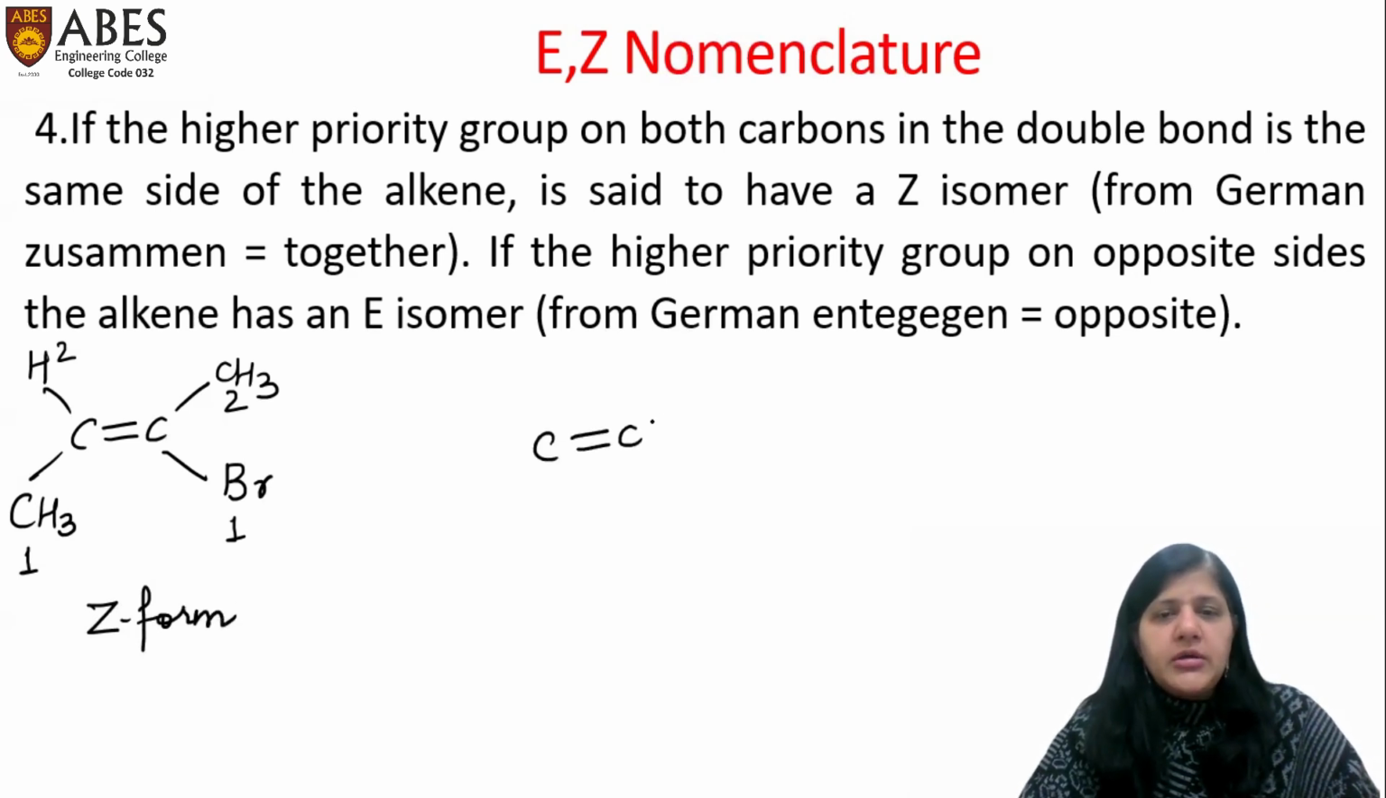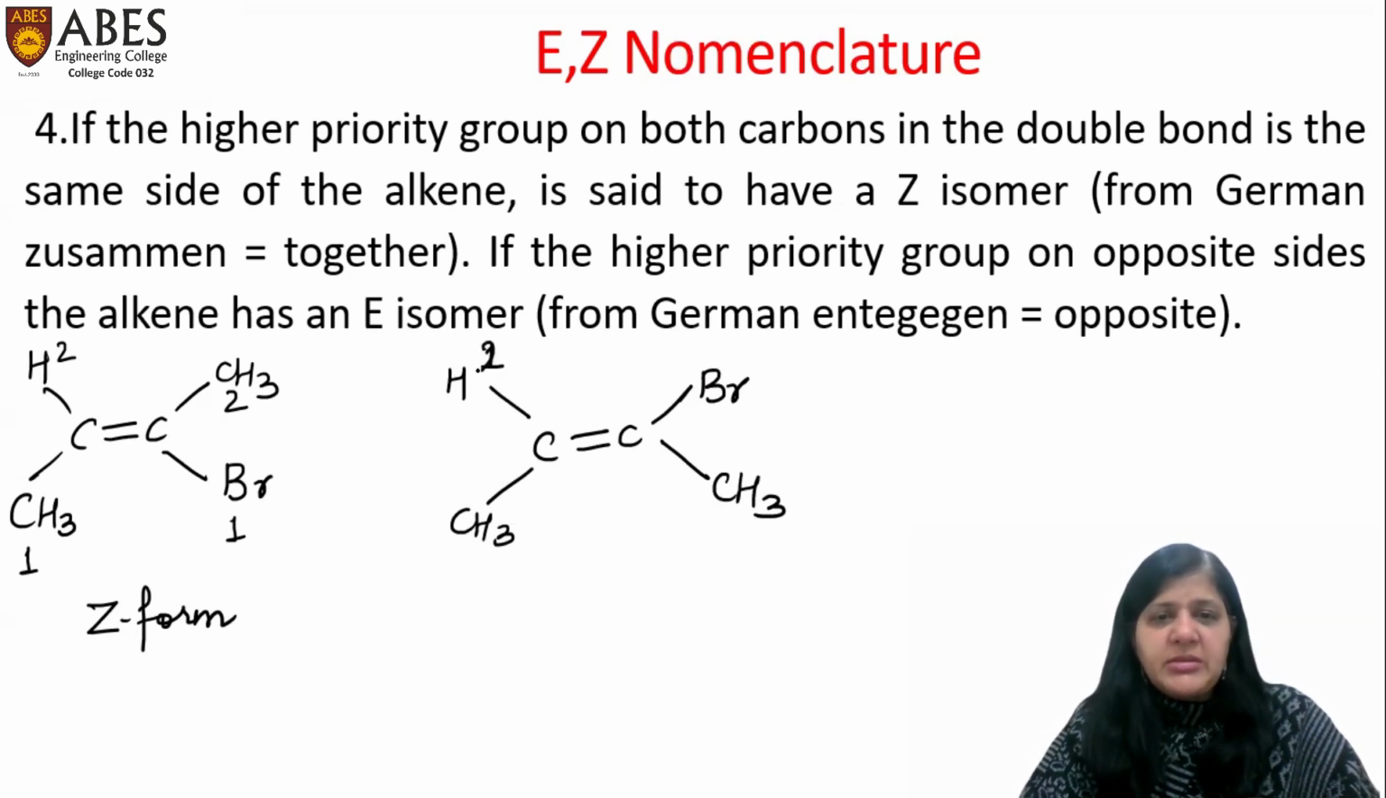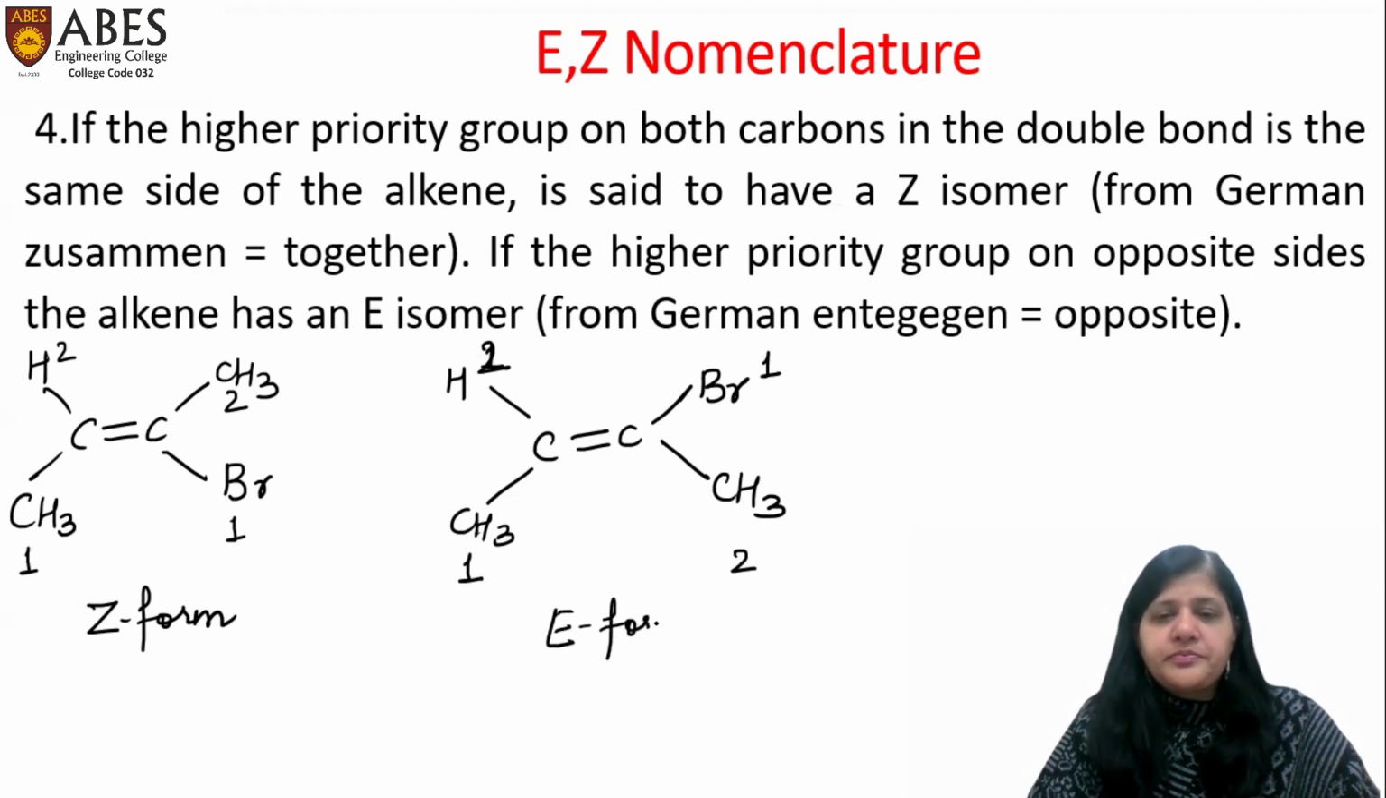And if I draw the E structure of this molecule, this is the E form. Bromine is assigned priority 1 and methyl is assigned priority 2 on the basis of atomic number. Now we can see that both the high priority groups are opposite to each other and the lower priority groups are also opposite to each other. In this case, this is the E form.